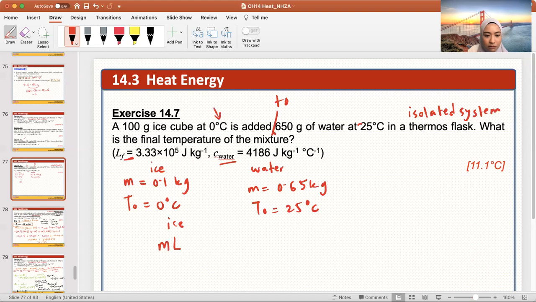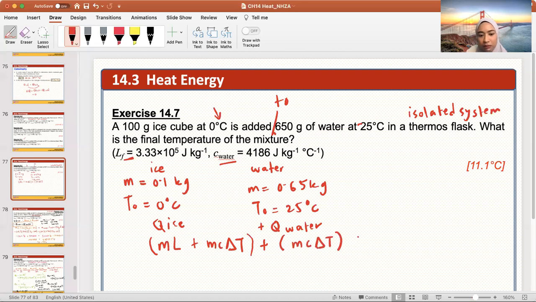So straight to mL. So this is my ice. It will go through mL, and then it will increase in temperature by mc delta T. Whereas the water, there's no mL going on, and it increases in temperature. So this guy only has mc delta T. This is equal to 0. This is net Q. We use this equation now. Net Q equals Q ice plus Q water equals 0.